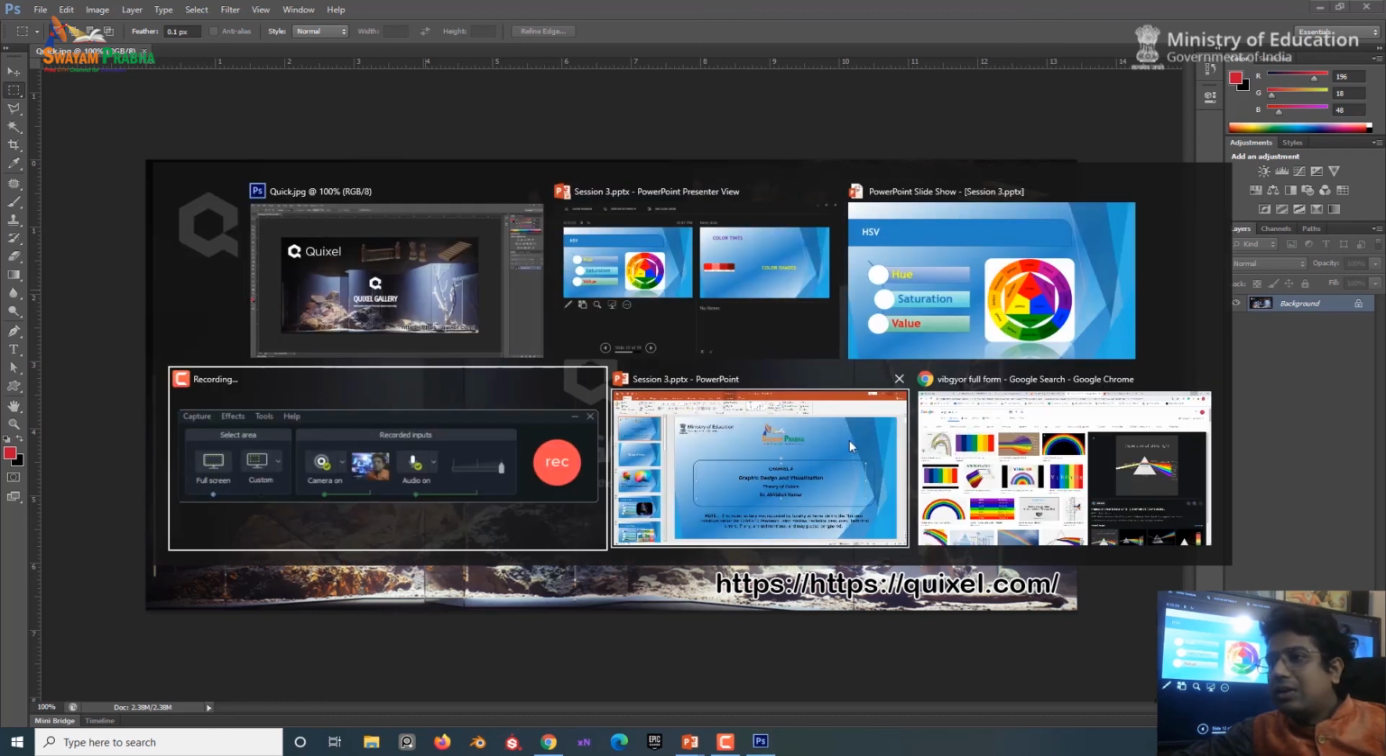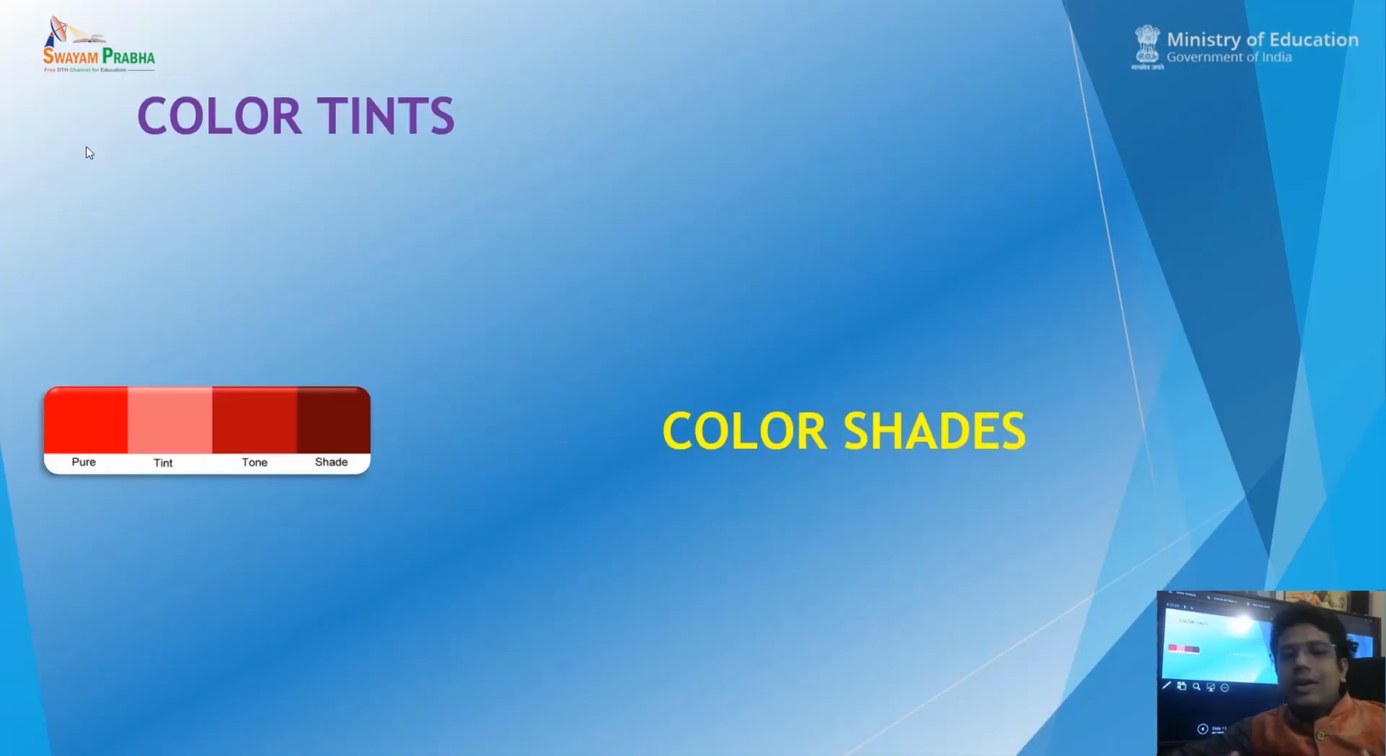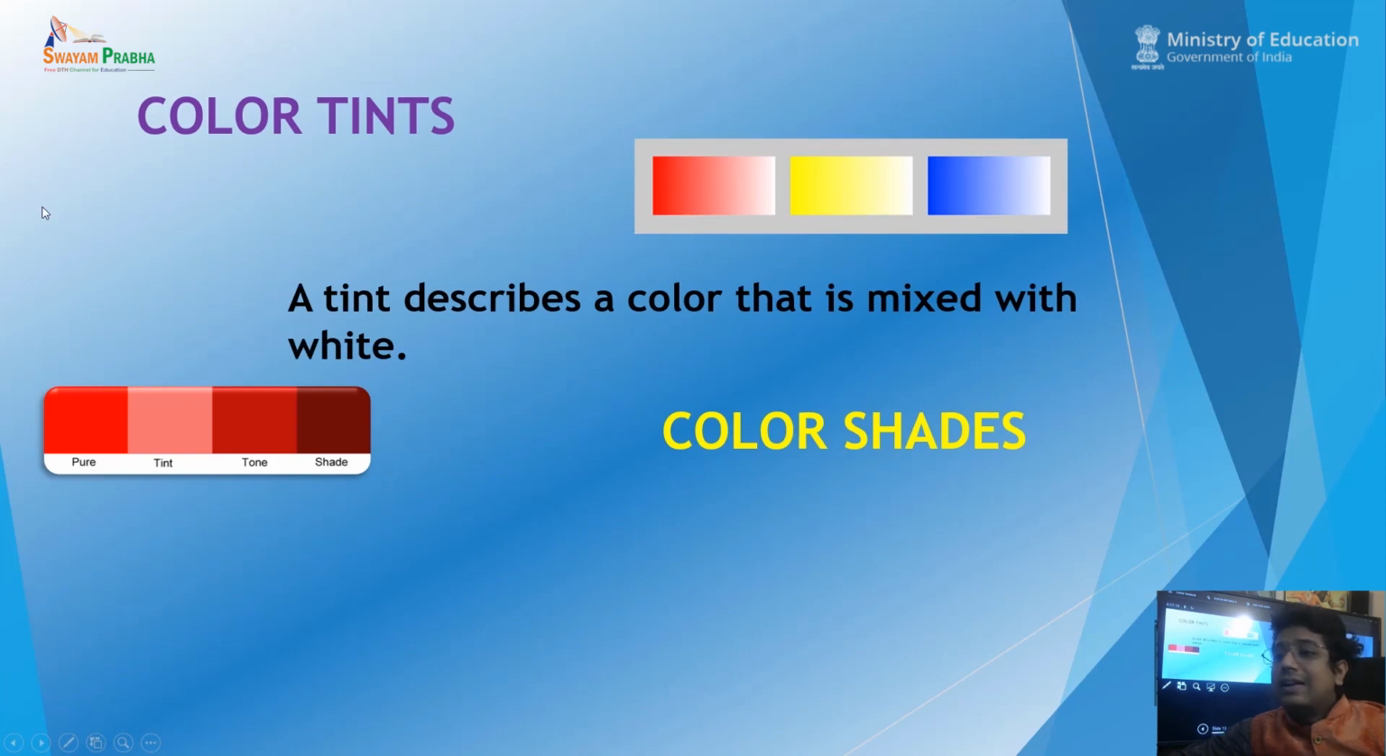Now coming back to the slide. Let us discuss tints. What exactly are color tints and what exactly are color shades, right? Here you can see this is the shade, the darker value tone of the red color, this is the tint and this is the pure color. So what exactly is a tint? A tint describes a color mixed with white, right? Whenever you add white color over there, automatically, for example, here we added white color.